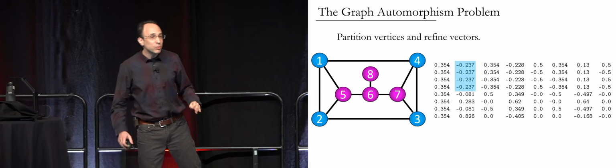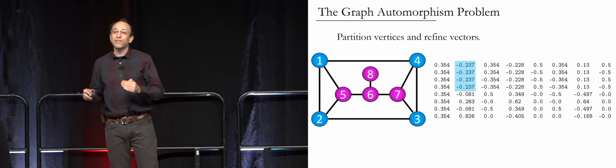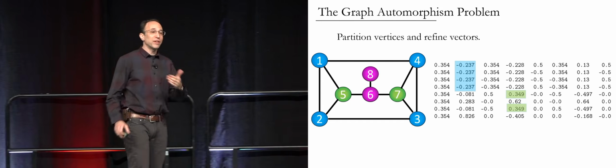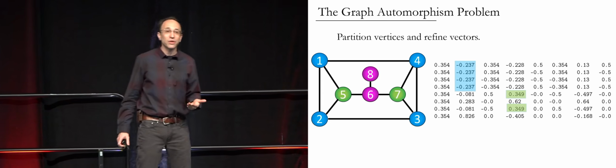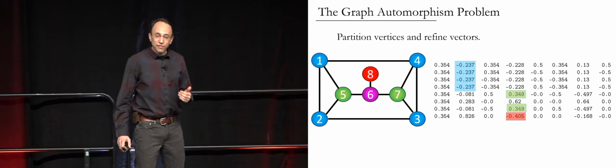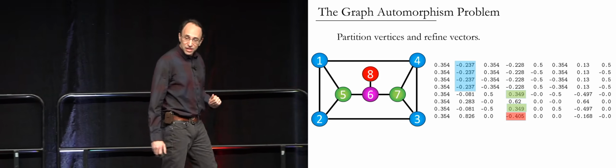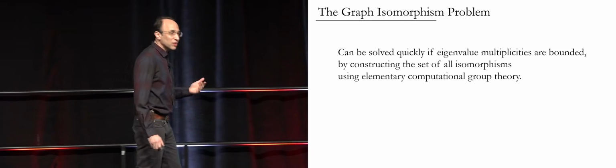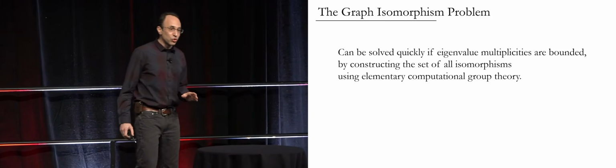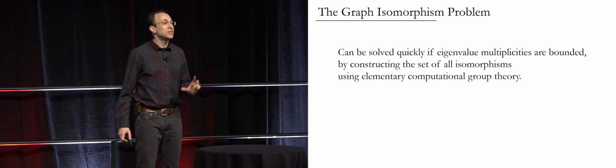What we do is we use the eigenvectors to find classes of vertices. Then once you find a class of vertices, you look at the entire set of eigenvectors, you find the group of automorphisms that act on this, in this case Z2 cross Z2. And we do that for every class of vertices. 5 and 7 are a class, and well, 8 is its own class, 6 is its own class. And then use some elementary computational group theory to assemble these together.